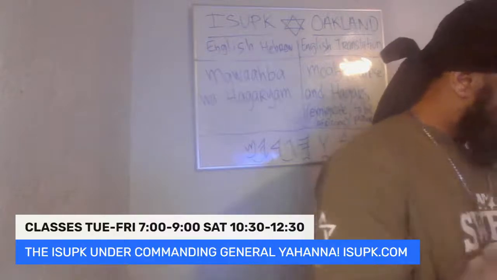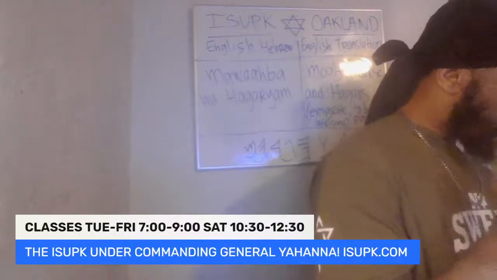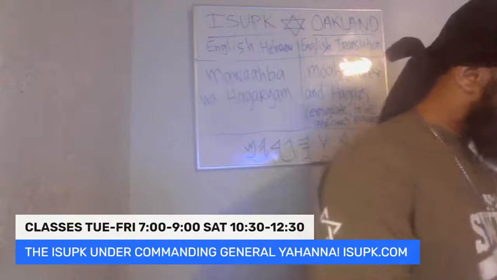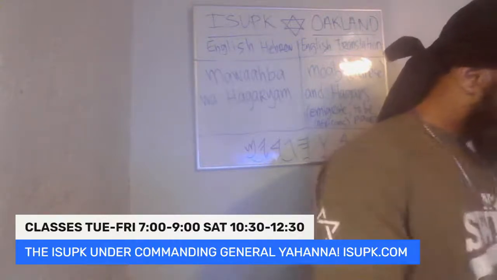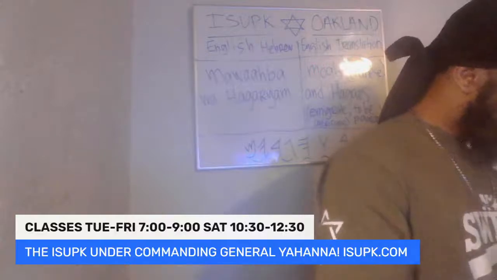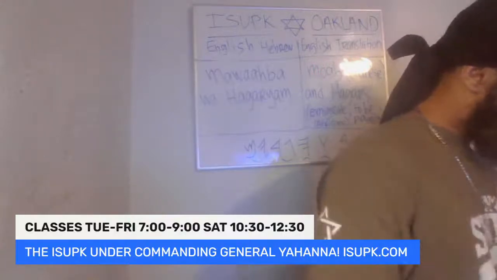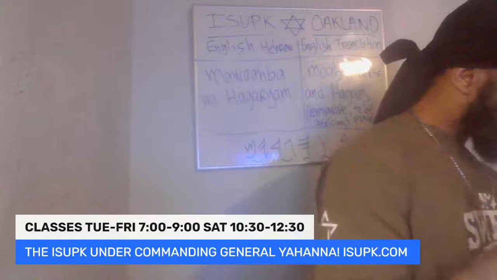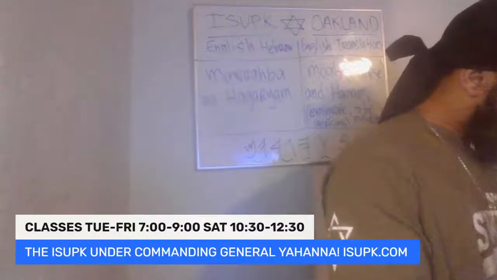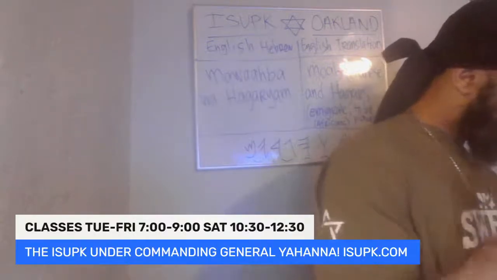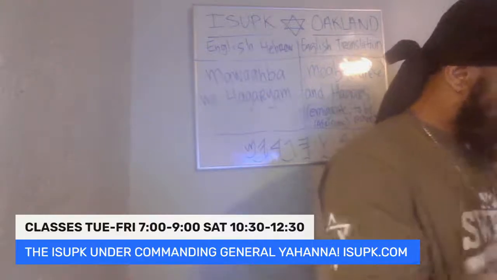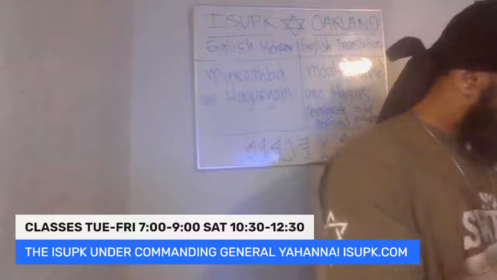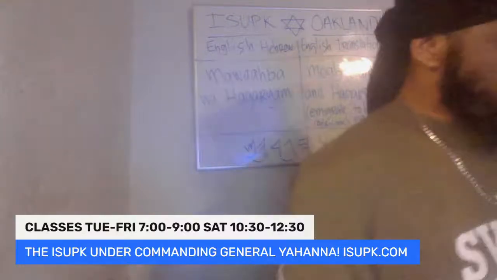In English, Our Father which art in heaven, hallowed be thy name, thy kingdom come, thy will be done, in earth as it is in heaven. Give us this day our daily bread, and forgive us our debts as we forgive our debtors. And lead us not into temptation, but deliver us from evil. For thine is the kingdom, and the power, and the glory, forever. So be it. All right.